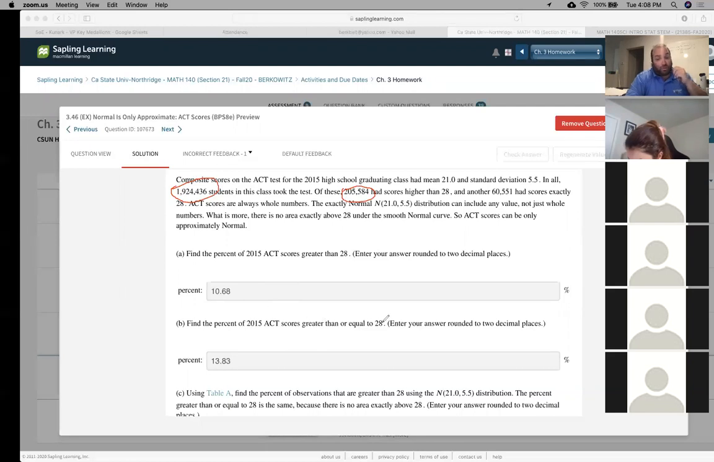For greater than or equal to 28, same thing, but now we're going to include this. So these two numbers added together is the top, and we're still dividing by this number. And of course, the percentage has to go up, it can't go down. Now it's 13.83%. Does that make sense so far? No normal curve situation yet. All we're doing so far is just what does the data actually give us?